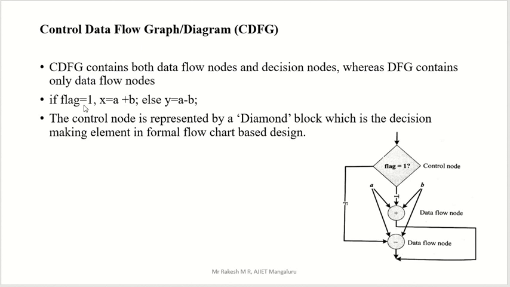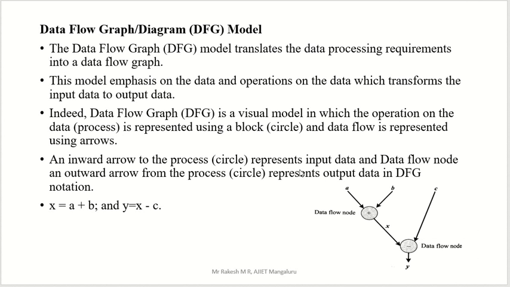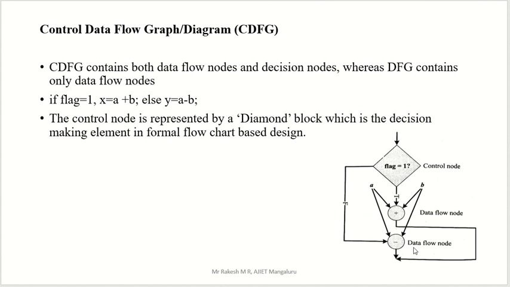If flag is equal to 1, x is equal to a plus b, else y is equal to a minus b. In the previous one, a plus b we perform here and get x. That x we pass through another data flow node with c, getting y. That same thing we are going to perform here, like this. We are going to use one diamond.